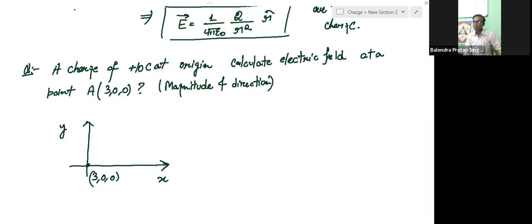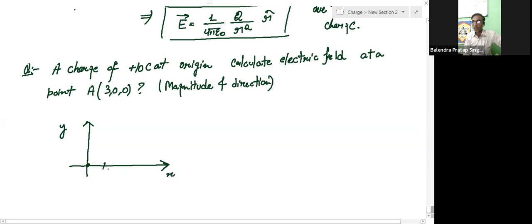A charge of 10 located at origin, and you have to find the electric field at this 3 point.